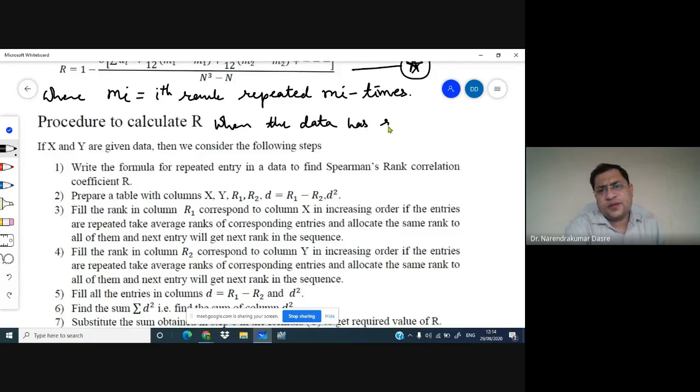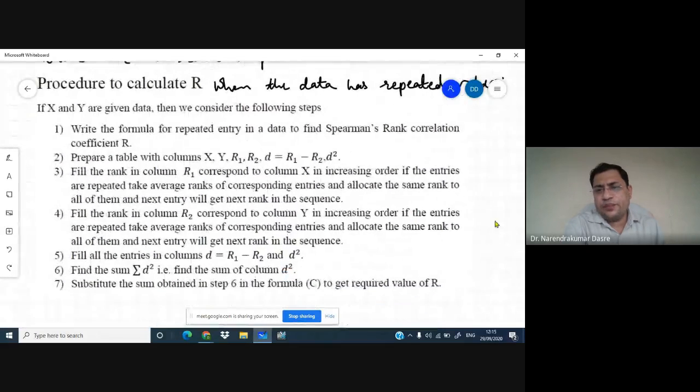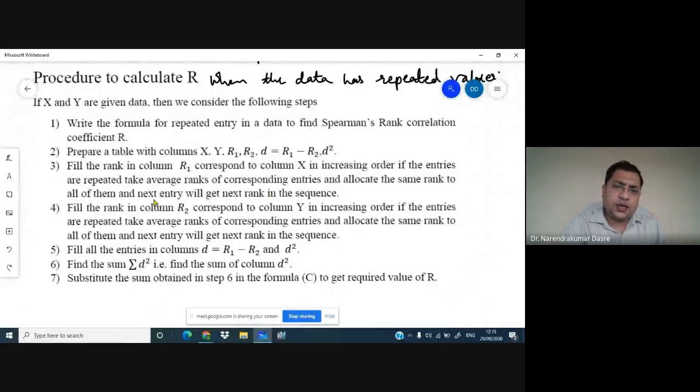Okay, so when the data has a repeated value, we know these are only the columns of the table, so the columns are not going to change. The only thing is that we have to consider the ranks properly. So how do we give the ranks now? If we have two same observations, how are we going to consider the rank? Here we use the idea of averaging.